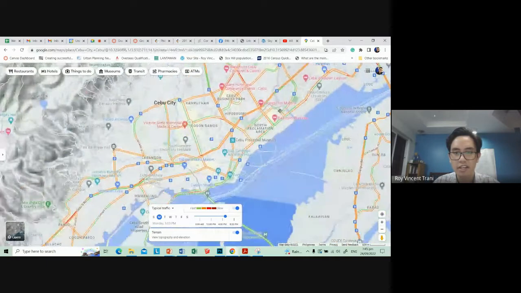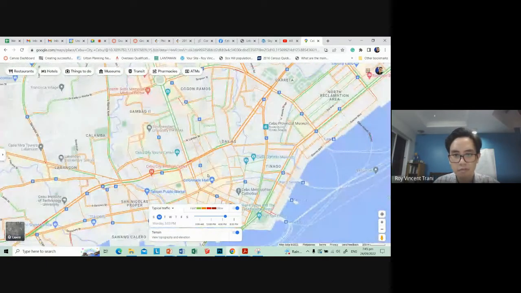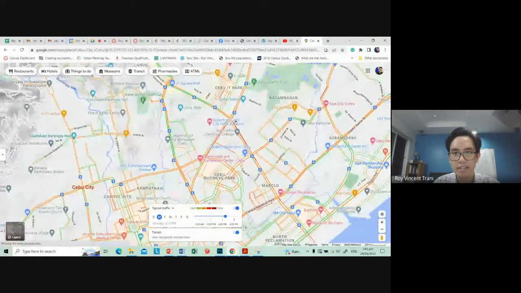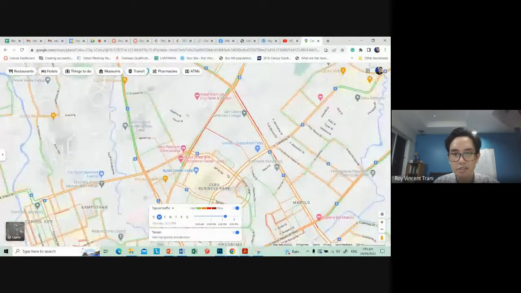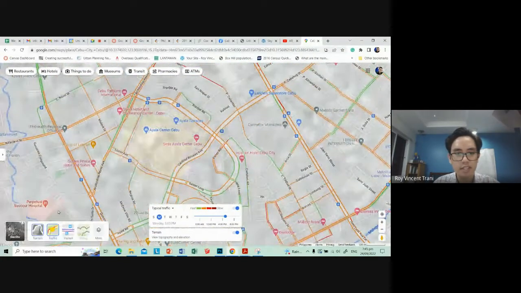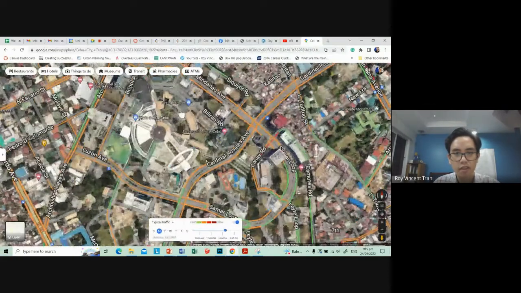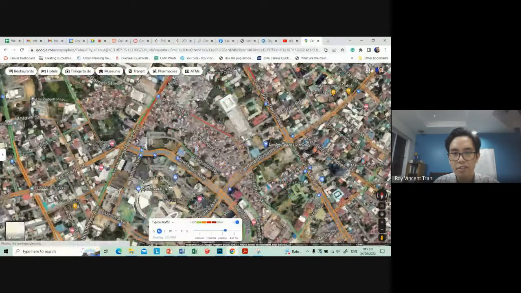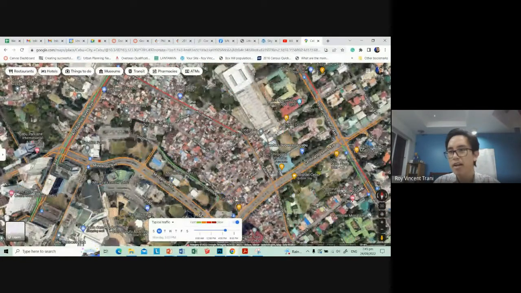If I zoom in here in the city center, we have mostly orange, not so much red. Some here. So this is Ayala Business Park. So it looks like that. These are where the malls are, a bunch of the offices as well. And you see some, I guess, low-income settlements around this area.